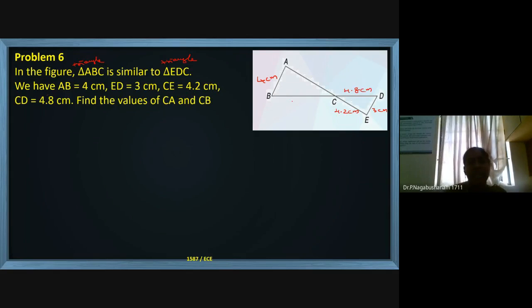They are asking the value of CB, the length of the side, and CA, the length of the side. Because there is similarity between the triangles, they already told they are similar. Two triangles are similar, they have mentioned in the question itself. Based on the similarity property, they also gave AB and ED. They are proportionate, which is nothing but 4 by 3. In that case, this AC will be proportionate to CE, which should be 4 by 3.